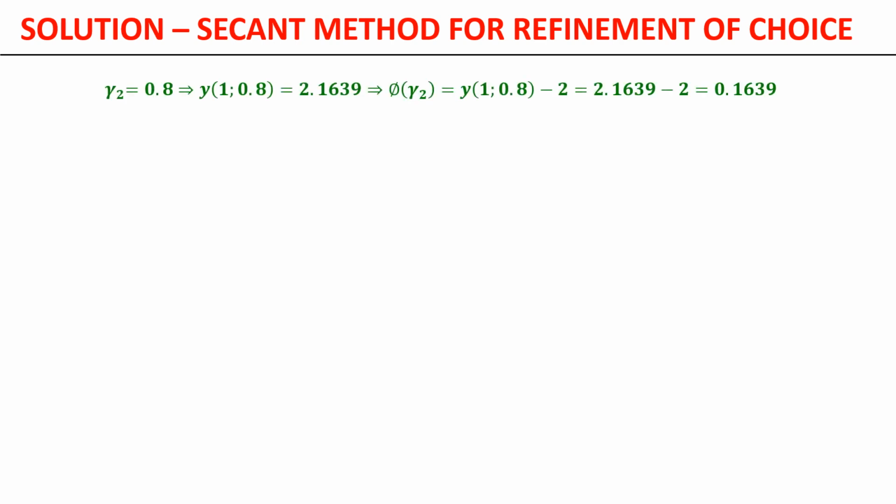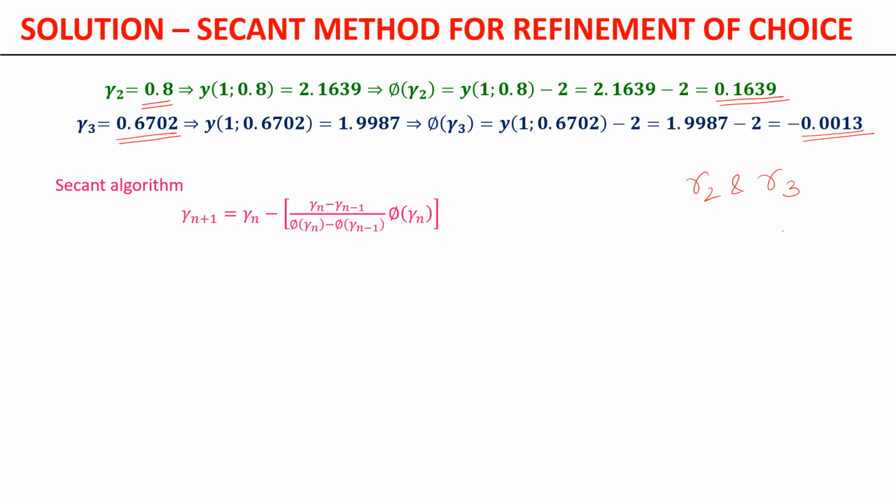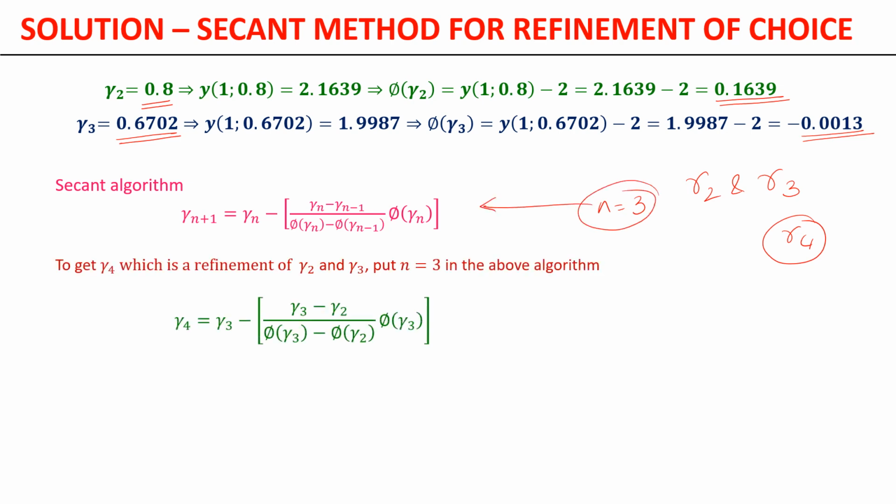By proceeding with gamma 2 and gamma 3, we have still not obtained it, and therefore we have to go in for a refinement. Let's write once again what we found. This is gamma 2, my second choice. This is the difference that I get. And then gamma 3 was my refinement of gamma 1 and gamma 2, and I get this as the difference. Now let us use the secant formula again, but I am looking at the refinement of gamma 2 and gamma 3 to get gamma 4. So I put n equal to 3 in this algorithm and let's see how it turns out to be.